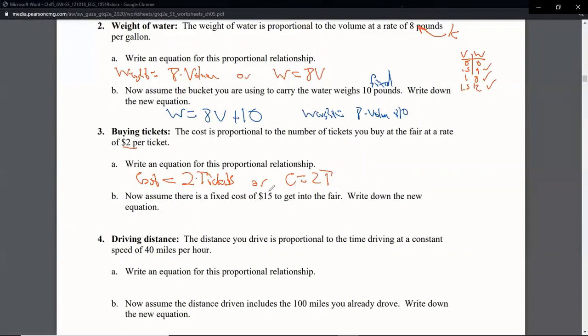Now, we account for the fact that we had that $15 flat fee to get in, but that's fixed, so that's not going to be multiplied by anything. This does not depend on some other amount. So now it's cost equals 2 times the number of tickets, and then plus the 15. That's all it is. Or C equals 2t plus 15.